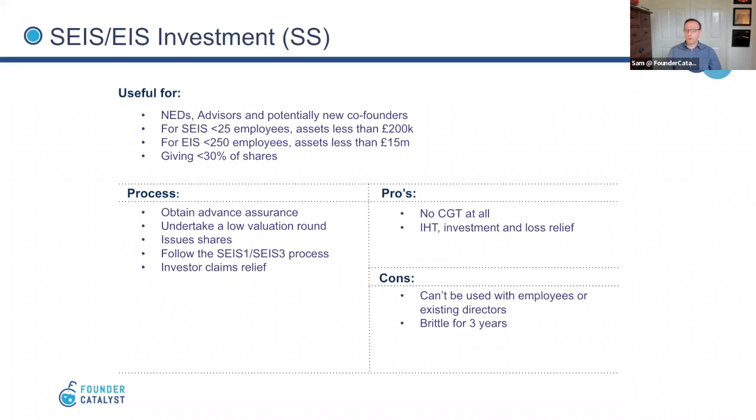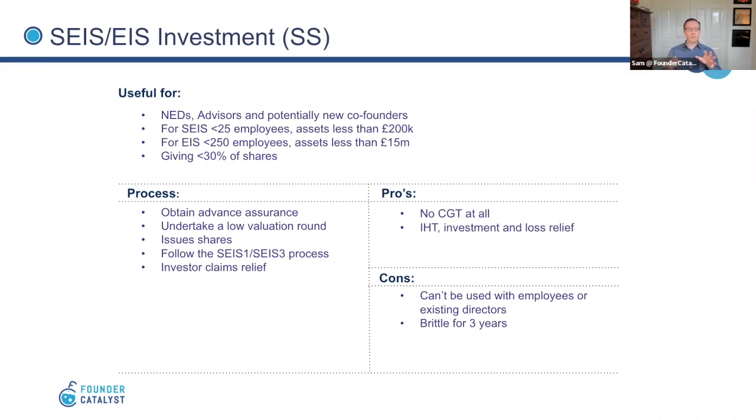But one potential option is to do a very low valuation, £1,000 valuation funding round, have them invest £10 or whatever, and you would get a percentage of the shareholding into their hands in a very tax efficient way, both going in and potentially on exit.